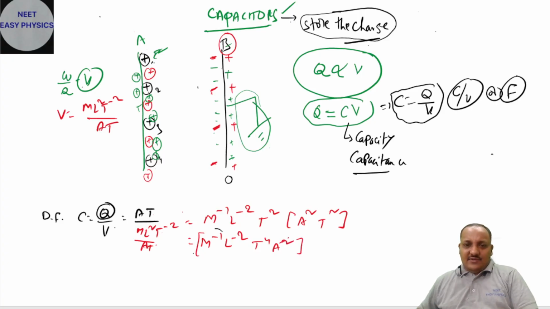So in first year we got some physical quantities which are having negative dimensions in mass. So that is the gravitational constant.